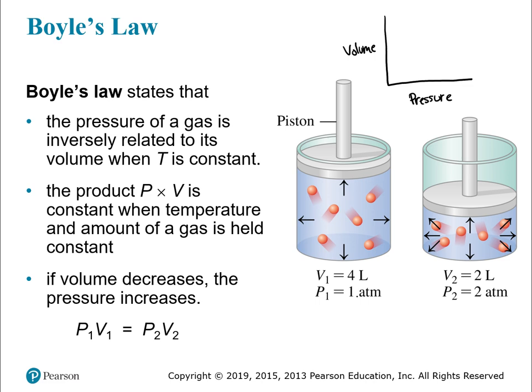So if we have a pressure, this would be a direct relationship, right? That's not what we have. What we actually have is an indirect relationship. And what that looks like is the opposite. That's also called inversely proportional.